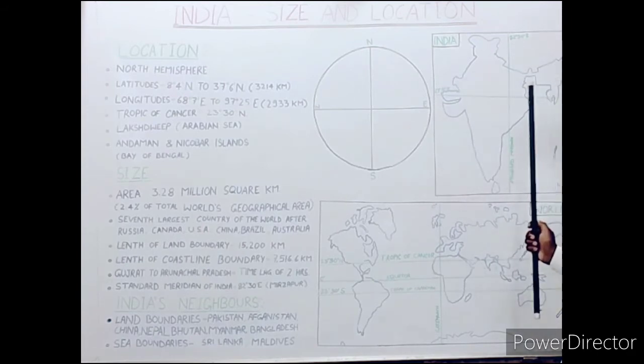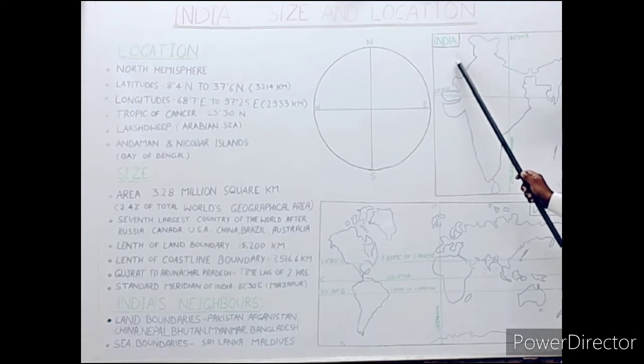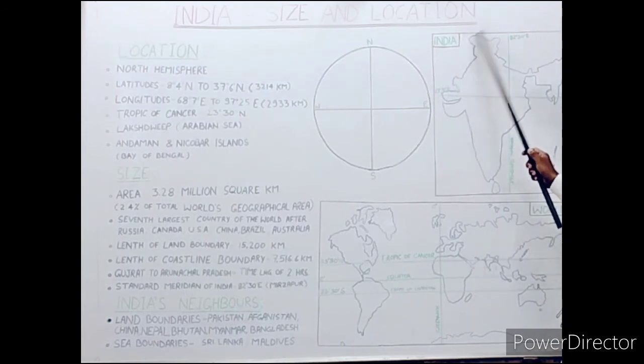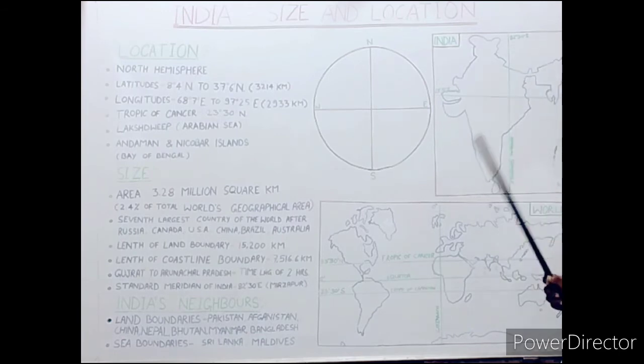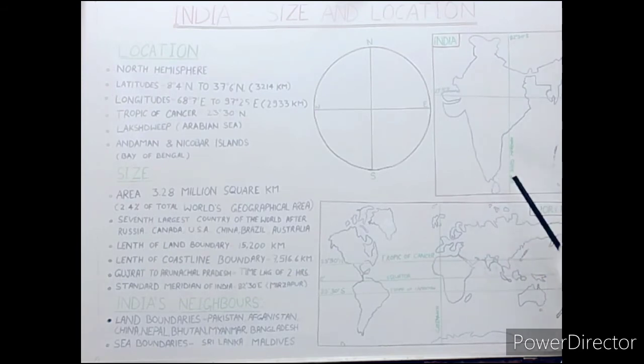Here is the map of India in which we see the neighboring countries. Here is Pakistan, making a land boundary, Afghanistan, China, Nepal, Bhutan, Myanmar, Bangladesh. These countries make land boundaries with India. Next, in the south part of India we see Sri Lanka and Maldives. Maldives is found below Lakshadweep.